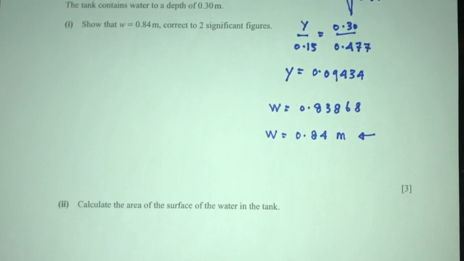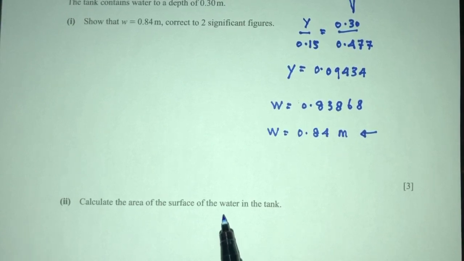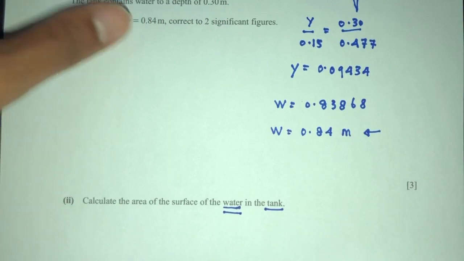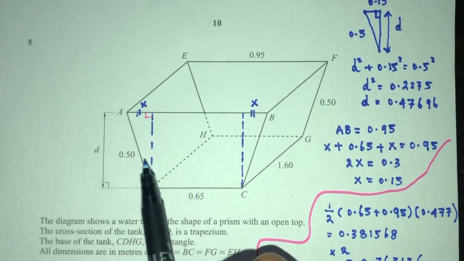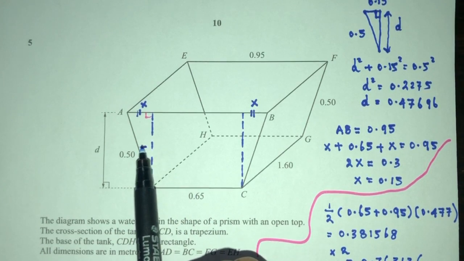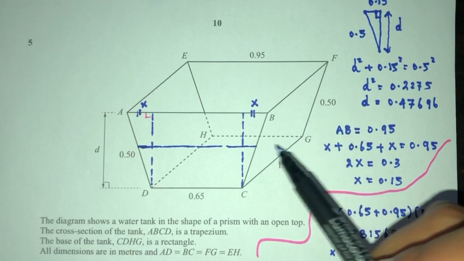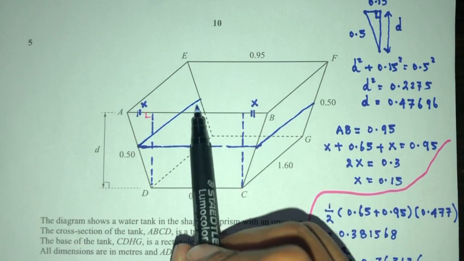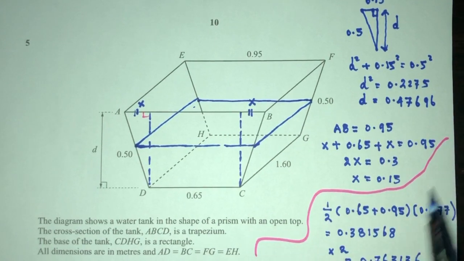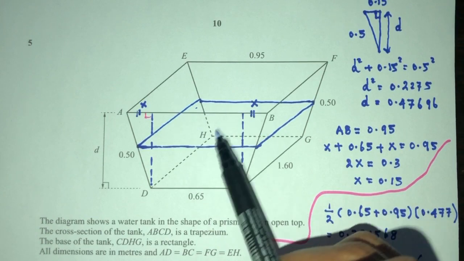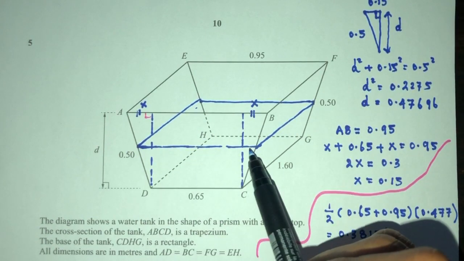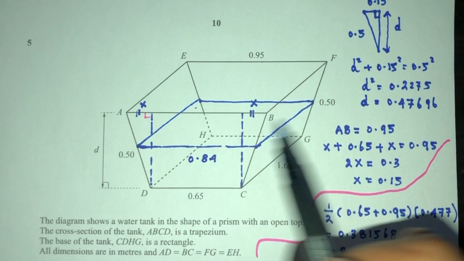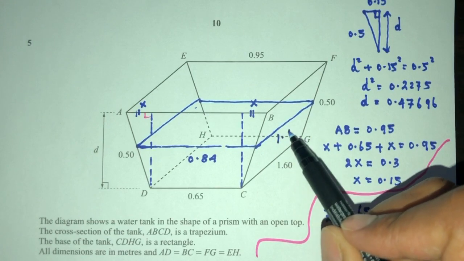Now finally, we have to calculate the area of the surface of the water in the tank. Of course, use a bit of your imagination here. So there's water in the tank. That will be something like this, right? That will be here, here, this one, and this one, right? So basically what it means is that we have to find the surface area of this one. The length is W, we just found it was 0.84, and the width is the same, it is 1.6.